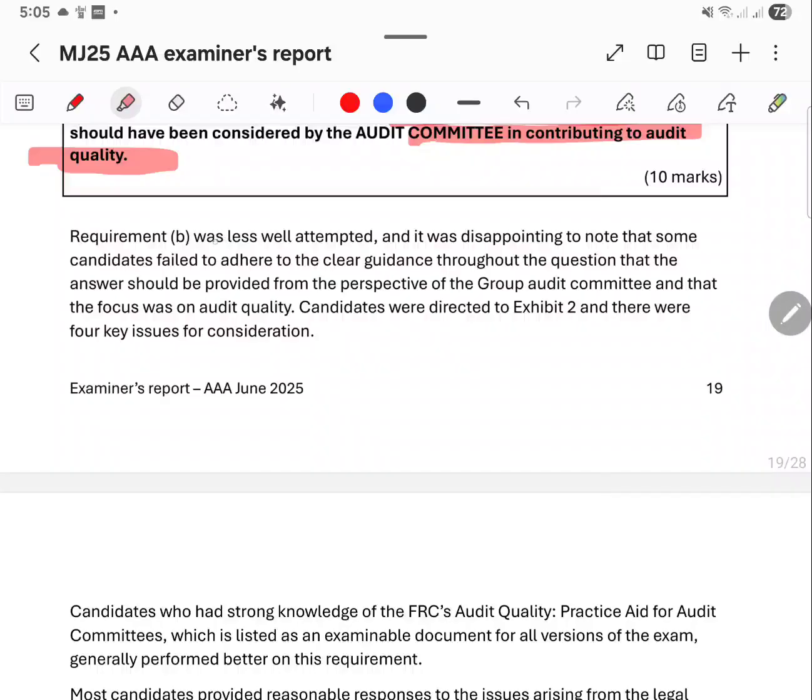So requirement B was less well attempted, and it was disappointing to note that some candidates failed to adhere to the clear guidance in the question that the answer should be provided from the perspective of the group audit committee and that the focus was on audit quality. Candidates were directed to Exhibit 2, and there were 4 key issues for consideration.